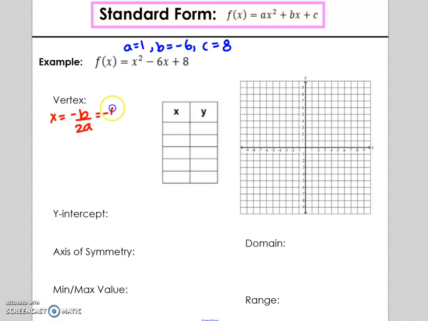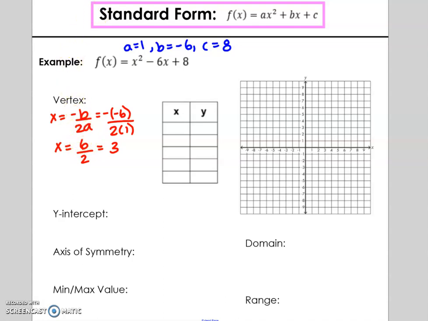So we have negative, the b value in this case is -6, and the a value is 1. So we end up getting that x is equal to negative, which makes it a +6, over 2 times 1, which is going to give us 2. So we end up with 3. So the x value of the vertex is 3.